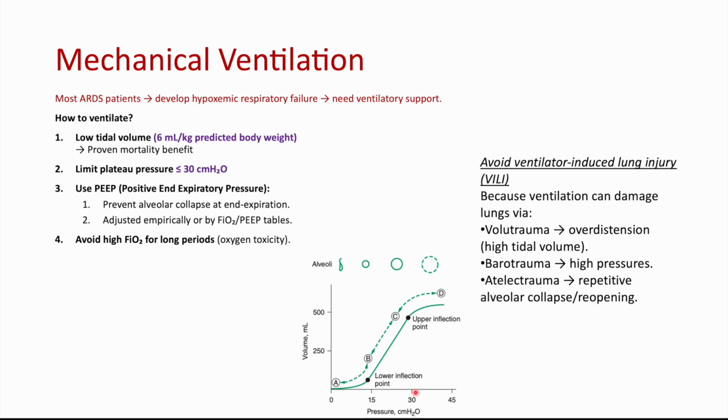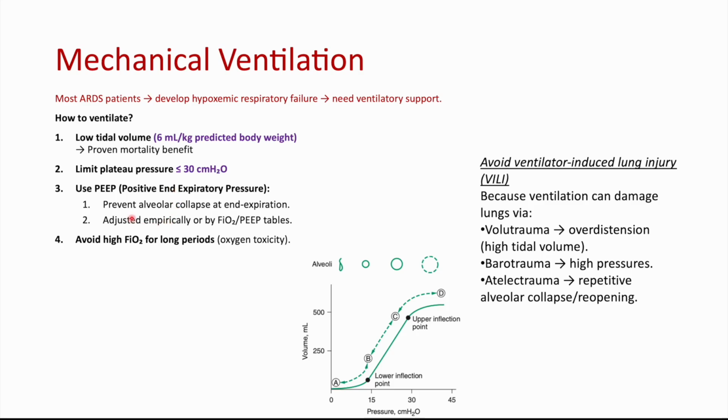Patients eventually require ventilatory support in ARDS. The golden rule is lung protective ventilation. We should use a low tidal volume, like 6 ml per kg predicted body weight. Then we have to keep the plateau pressure below 30 centimeter H2O.